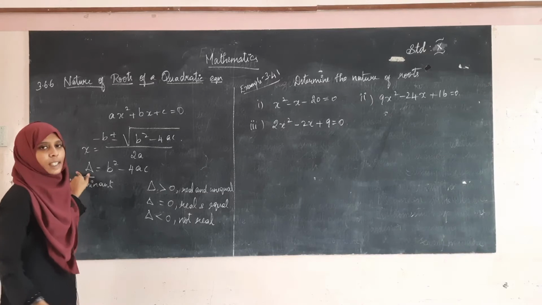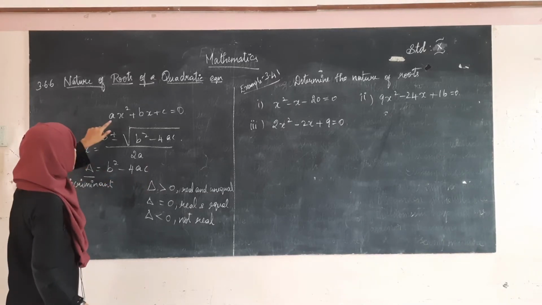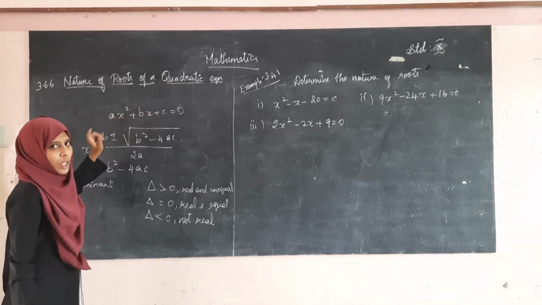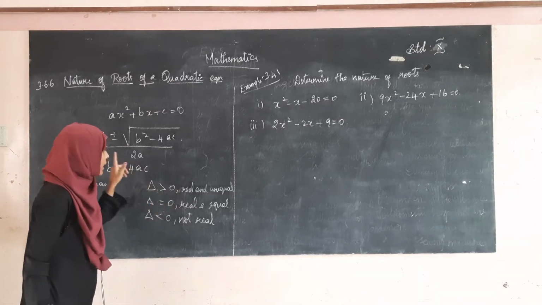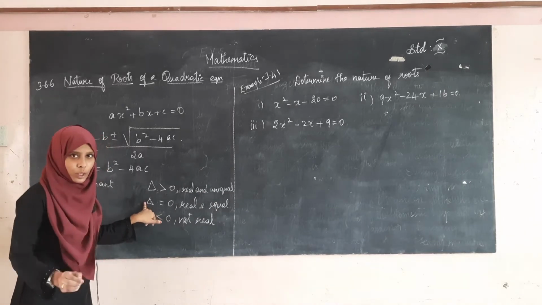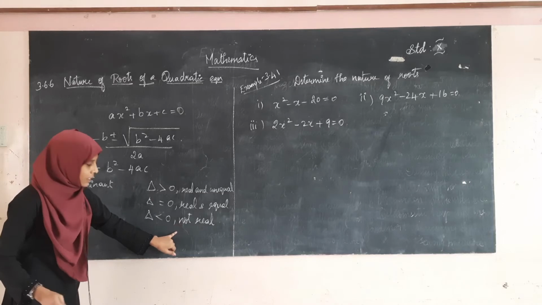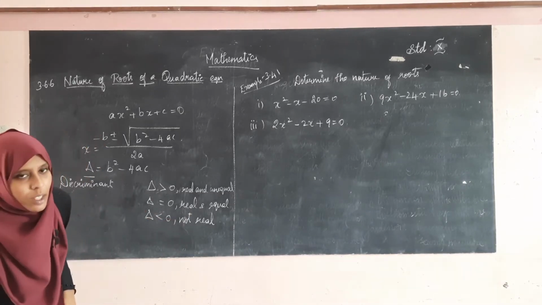How do we find the discriminant? Del is equal to b square minus 4 into a into c. A, b, c are the coefficients from the equation. So if the value of del is greater than 0, the roots are real and unequal. If the value of del is equal to 0, the roots are real and equal. And if the value of del is less than 0, the roots are not real. We don't have real roots.